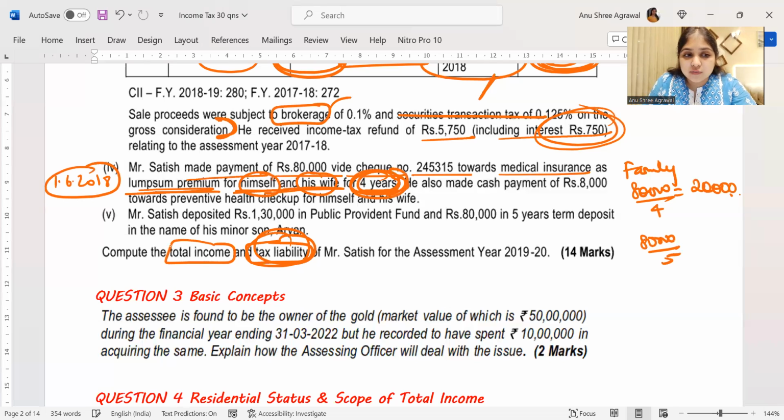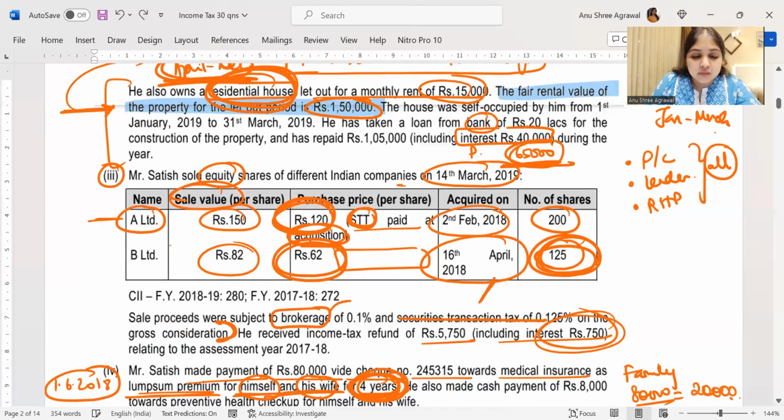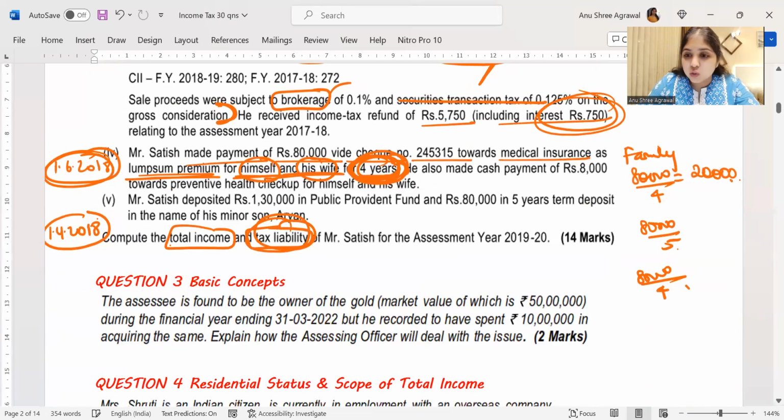What if they had said 1st April 2018? Then also would you divide by 5? No. If they give you the date 1st April, then it would be divided by 4 only. So when they say 4 years, you divide it by 4. If they give you a date, you add a 1. You know the logic behind this?